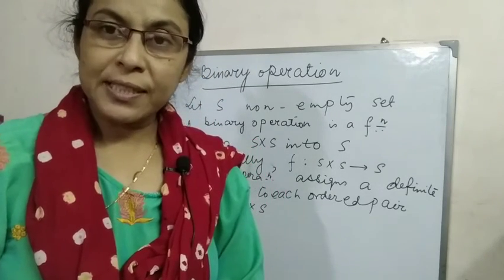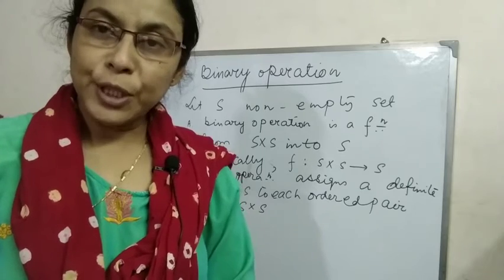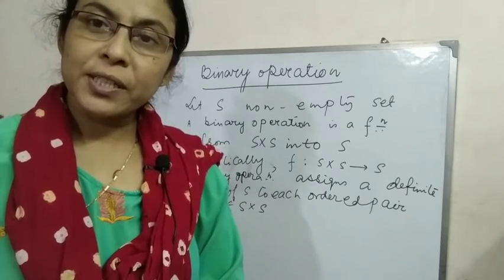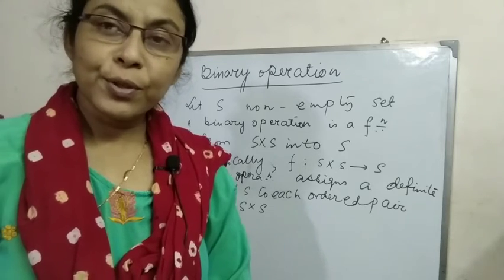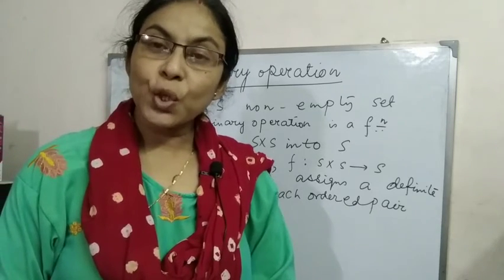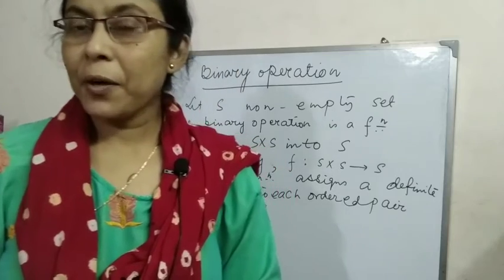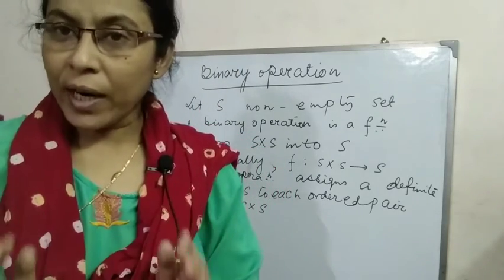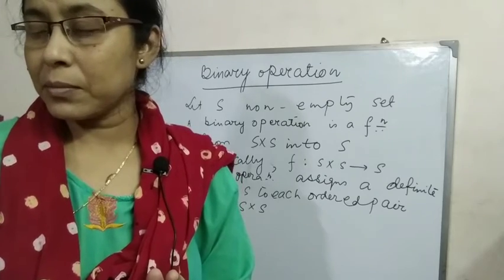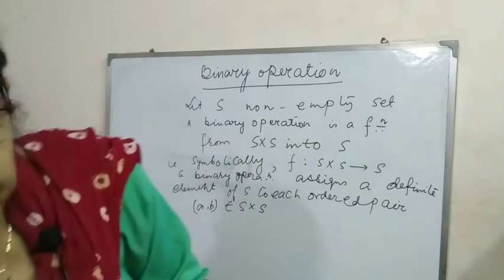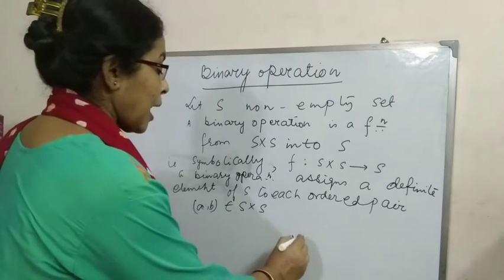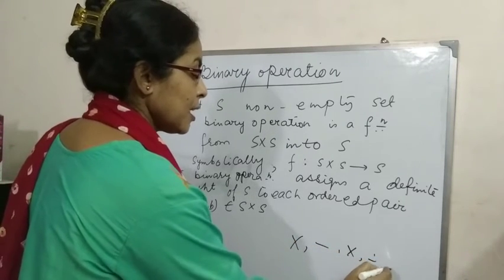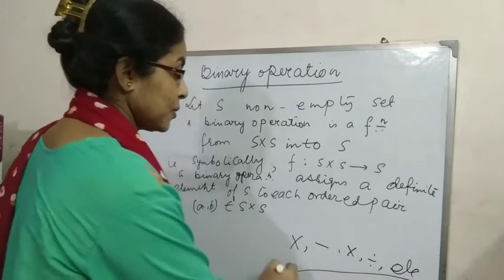Now I am going to discuss your new chapter, binary operation. First we have to know what is binary operation. We know bi means 2. Binary operation occurs in between two elements, and operation means plus, minus, into, division, etc.